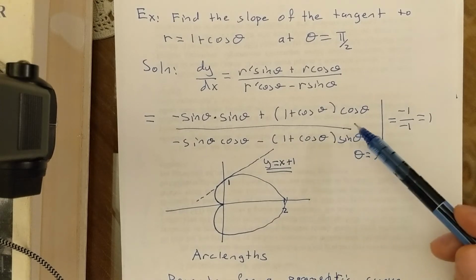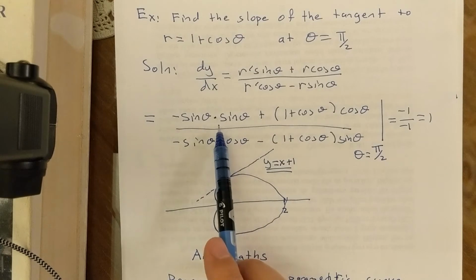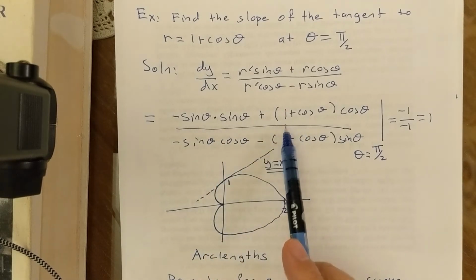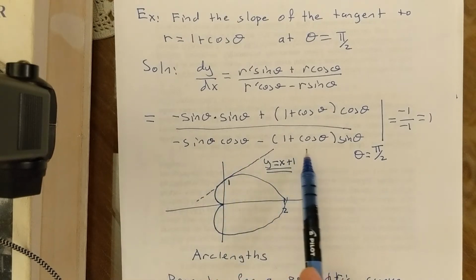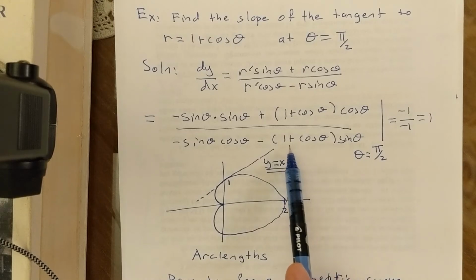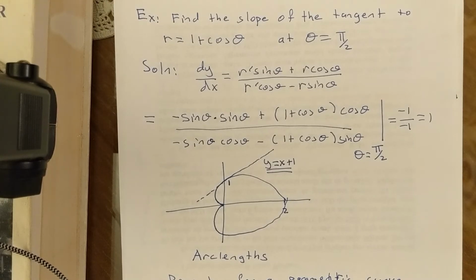Now, you can simplify this. This is not too bad. Let's see, you're going to have a cosine squared minus a sine squared, so that's cosine 2 theta. You're going to get a plus cosine, and you have minus sine cosine minus sine. So you have minus 2 sine, minus sine 2 theta, minus sine. So it's not that bad if you want to simplify it, but you don't need to. Just go ahead and plug in pi over 2. Pi over 2 is not that hard to calculate.